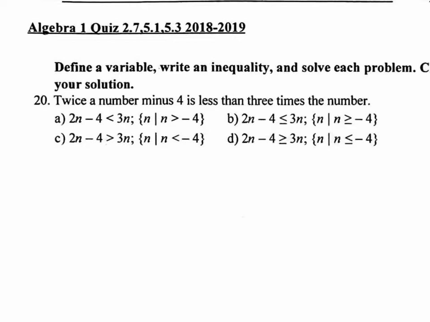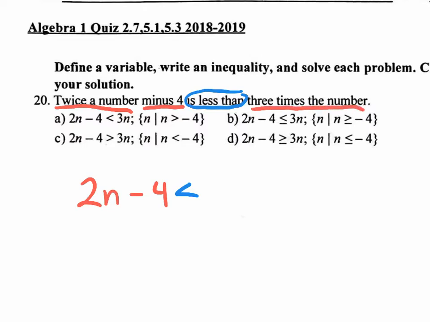So what you guys should be doing is writing down twice a number. You're going to say 2x or 2n, since the multiple choice answers have n. And then it says minus 4 is less than. That's easy, is less than straightforward, is telling you that it's less than. Now on the other side it says 3 times the number. That's that same number, so 3 times that same number, n. So there's your inequality.